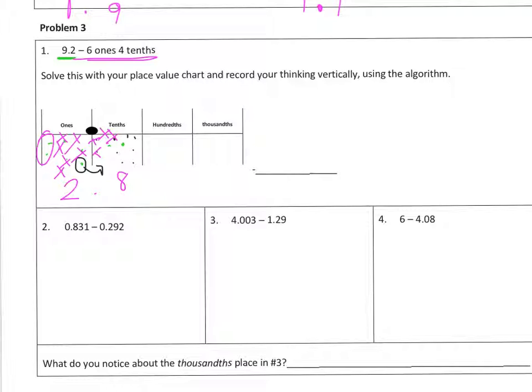Let's double check ourselves, please. Yep, we can't subtract 4 from 2. So we're going to borrow, and we're going to turn that 2 into a 12. And 12 minus 4 is 8. 8 minus 6 is 2. And we are definitely bringing down that decimal.